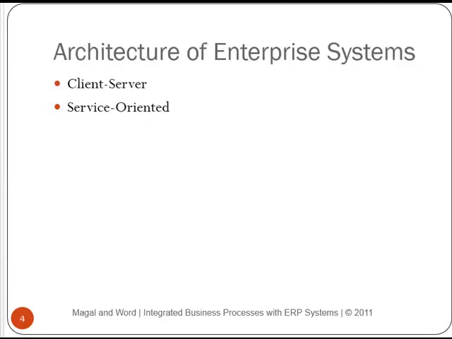Next thing, we will talk about the architecture of enterprise system. And the word architecture means the components that make up an enterprise system. So what are the components that make up the system? We talked about, for example, the database. We talked about the application itself. We talked about the front end, what you see, the menus that you and I, the users, see. So that's what we call a client-server architecture.